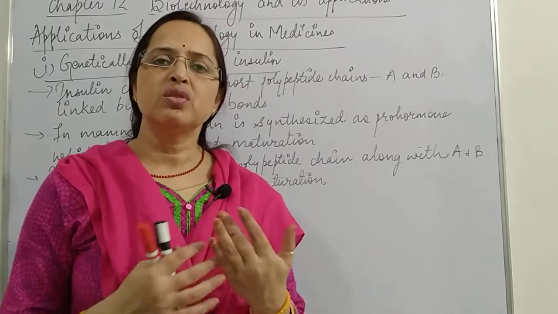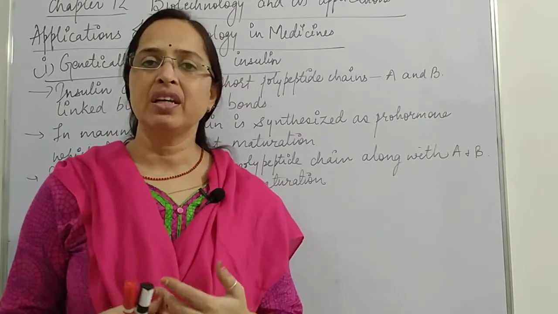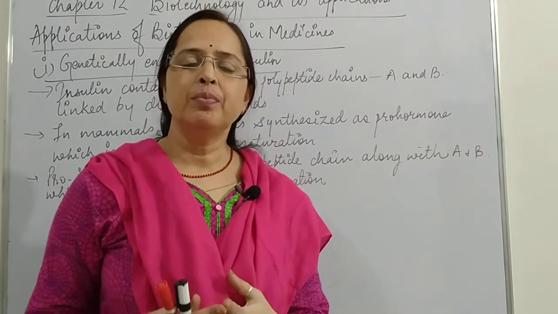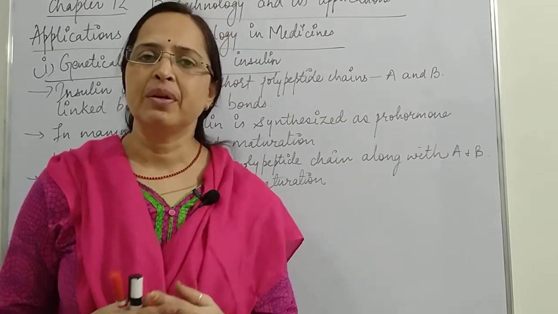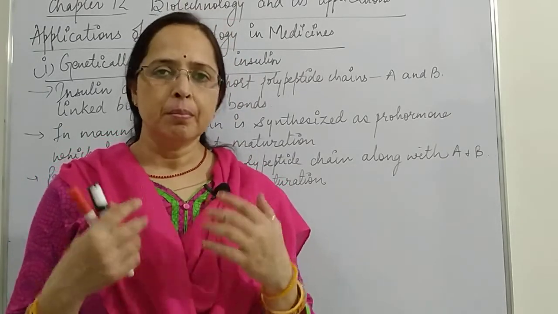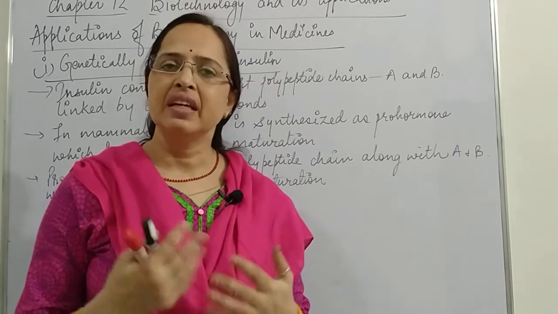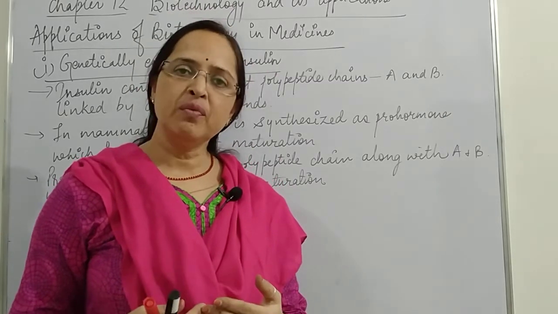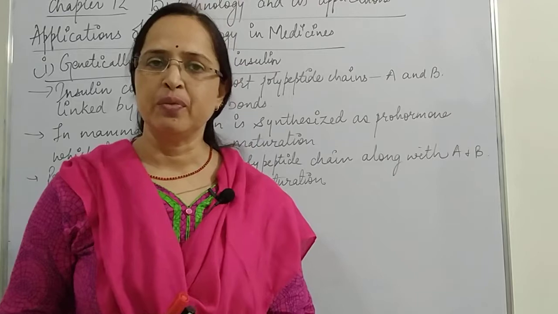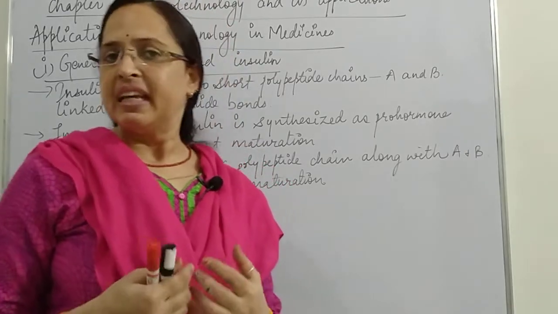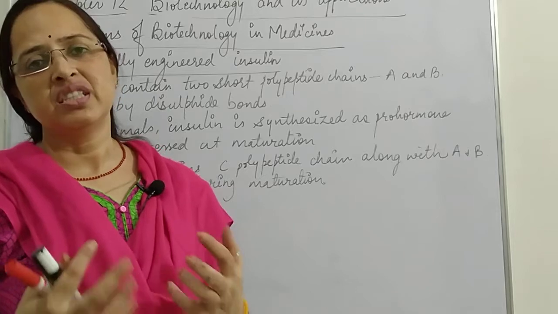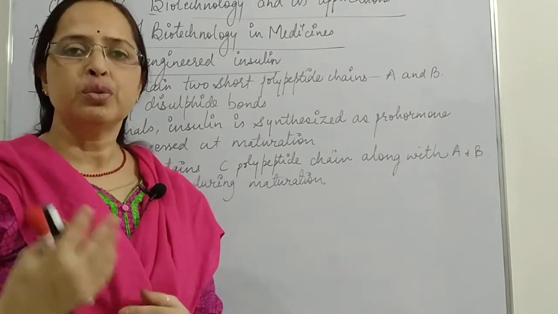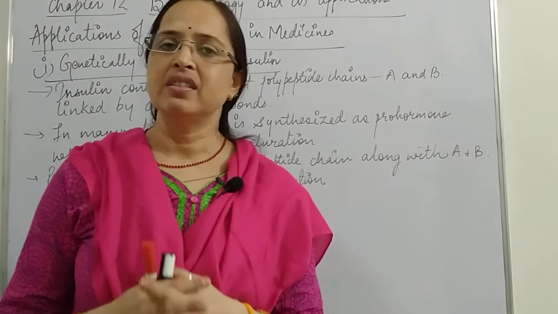So what will happen due to all these complications? And one more thing is that if a poor person is suffering from diabetes, he cannot pay the amount to the slaughterers so that he can get the insulin. That's why it was very expensive. But when biotechnology techniques came into study by human beings, their application was utilized in the field of medicine.